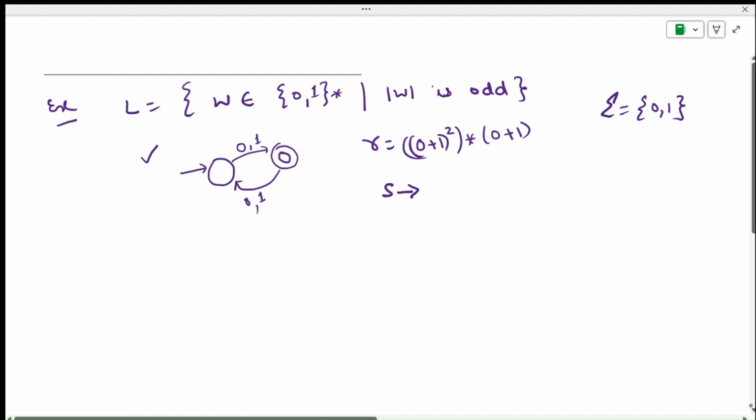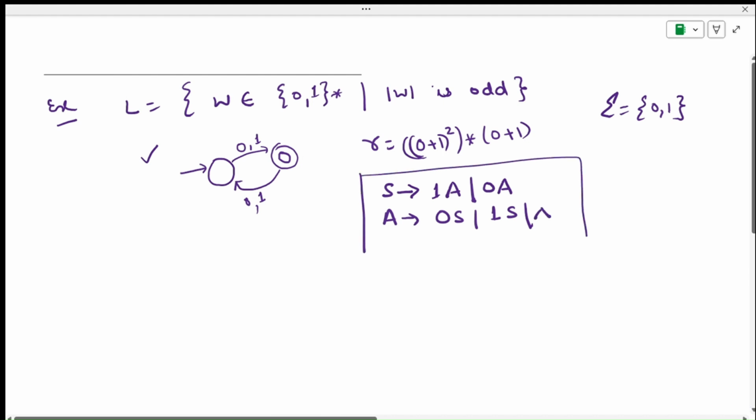So I will write this as S goes to 1A, or the string can start with 0A. Now this A can be replaced by either 0S, or it can be replaced by 1S. And this A can also be replaced by null. That's it. Now see this example.